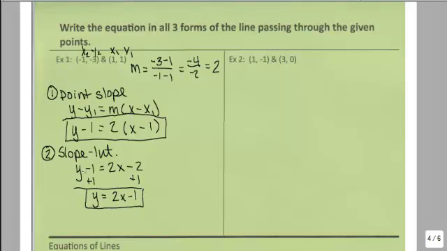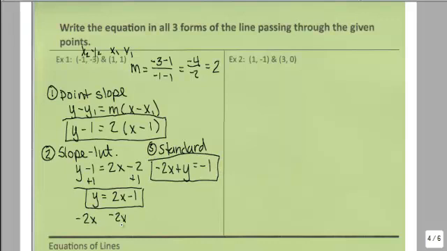And then for standard form, we just need to move this x over in front of the y. So it would be negative 2x plus y equals negative 1. So all I did is subtracted both sides by negative 2. So if I work from here, it'd be like this. That would cancel, and that's what brought it up around front.